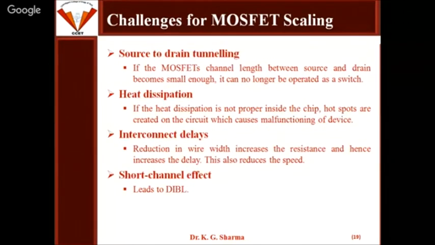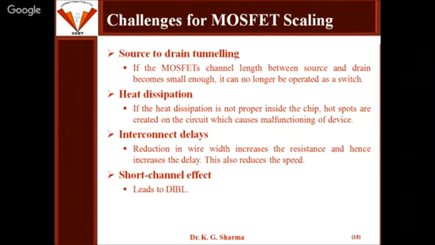Another is source to drain tunneling. If the MOSFET channel length between the source and drain becomes small enough, it can no longer be operated as a switch, because if the source and drain region is much smaller, applying the same drain voltage is going to create a much higher electric field, and because of that, even when the gate voltage is absent, the current will start conducting. So this is going to reduce the controllability of the switch. It means even though we think the device should turn off, it is still operating and generating some current. Next point is heat dissipation.